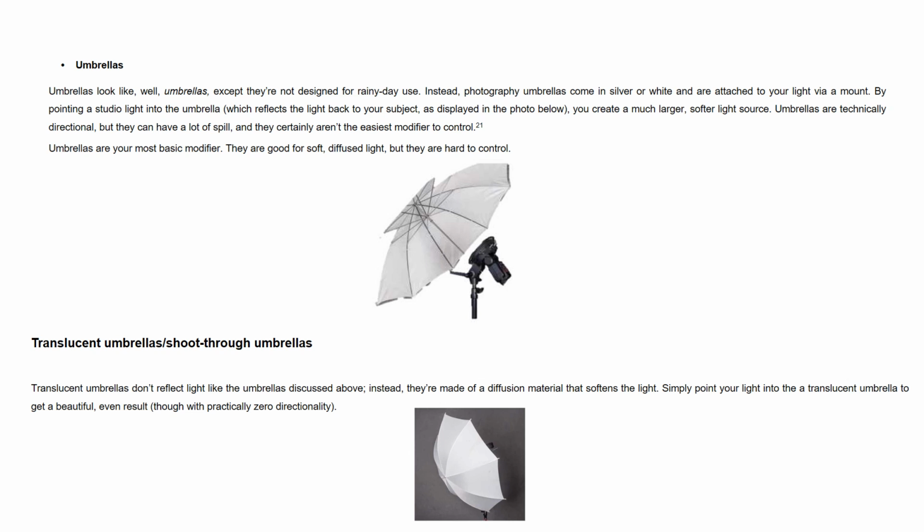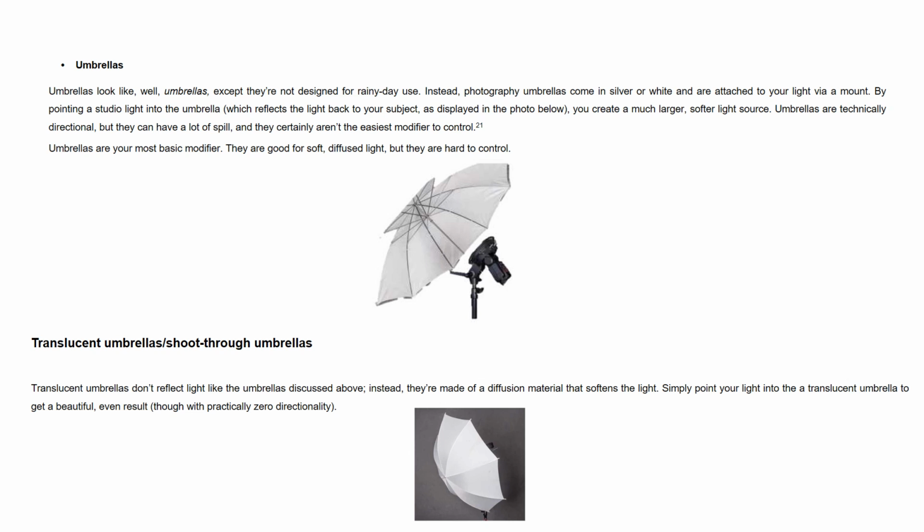By pointing a studio light into the umbrella, which reflects the light back to your subject as displayed in the photo below, you create a much larger, softer light source. Umbrellas are technically directional, but they can have a lot of spill, and they certainly are not the easiest modifier to control. Umbrellas are your most basic modifier. They are good for soft, diffused light, but they are hard to control. Yes, they are very hard to control.